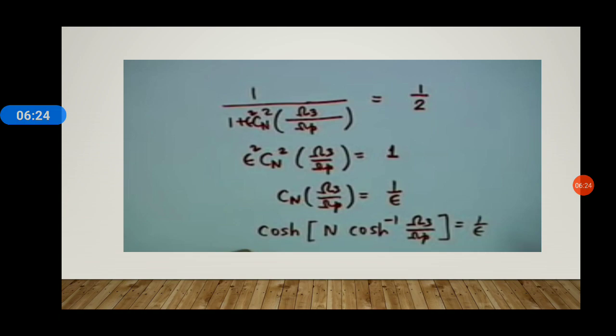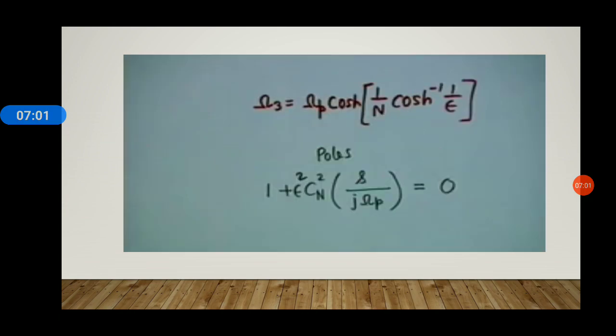So from the definition of 3 dB frequency, we can substitute omega by omega 3, which is the 3 decibel frequency, and the square of the magnitude would be half, because at the 3 decibel frequency the magnitude falls to 1 by root 2. So from here, this x, that is omega 3 by omega p, is greater than 1, so we use the hyperbolic formula.